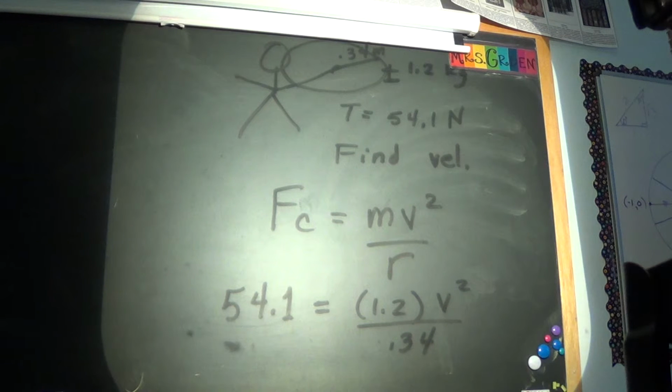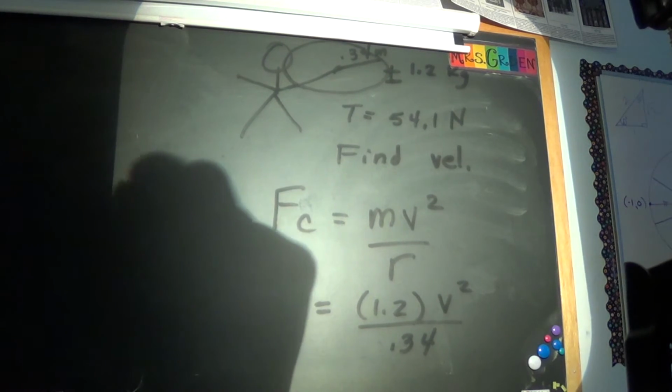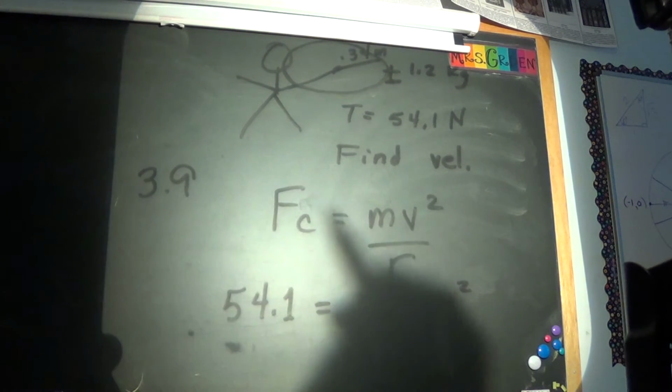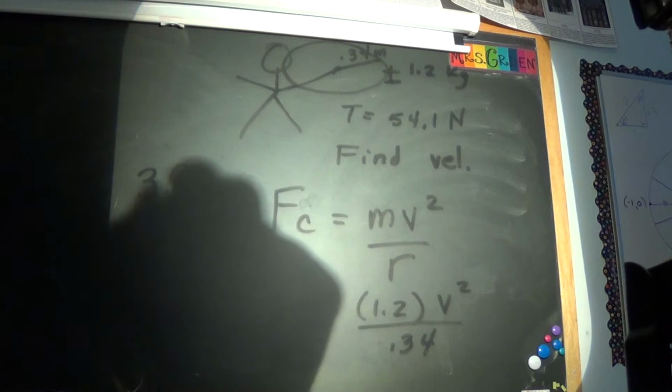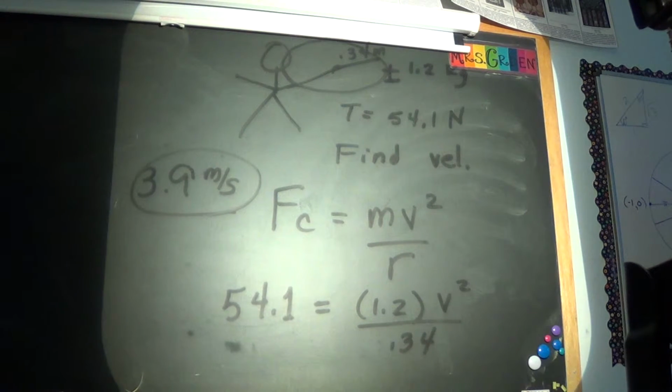3.9 is what I got. 3.9. Going once, going twice. 3.9. And what kind of units would that be, Morgan? Meters per second. Anyone confirm? I confirm. Aaron, you said yes? Okay. That's the one we just did.